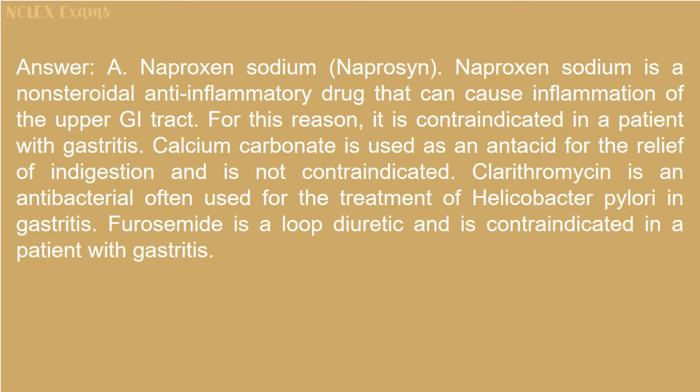Answer: A. Naproxen sodium, Naprosyn. Naproxen sodium is a nonsteroidal anti-inflammatory drug that can cause inflammation of the upper GI tract. For this reason, it is contraindicated in a patient with gastritis. Calcium carbonate is used as an antacid for the relief of indigestion and is not contraindicated. Clarithromycin is an antibacterial often used for the treatment of Helicobacter pylori in gastritis. Furosemide is a loop diuretic and is not contraindicated in a patient with gastritis.